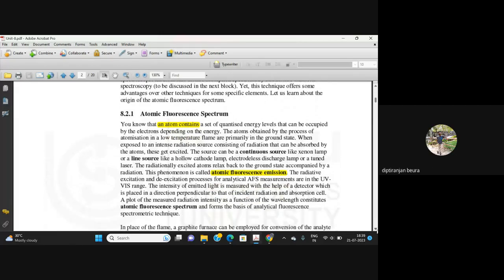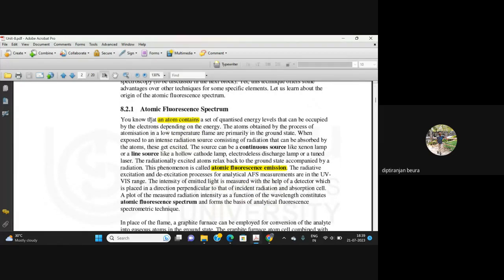Atomic fluorescence spectrum. An atom contains a set of quantized energy levels that can be occupied by the electrons depending on the energy. The atoms obtained by the process of atomization in a lower temperature flame are primarily in the ground state. After atomization, it will be in the ground state.